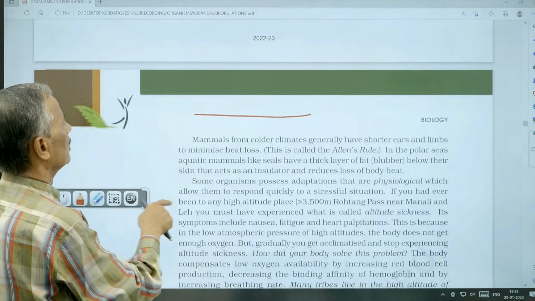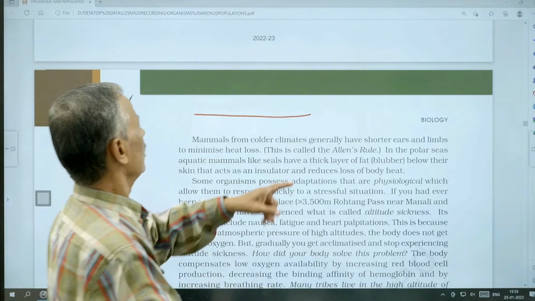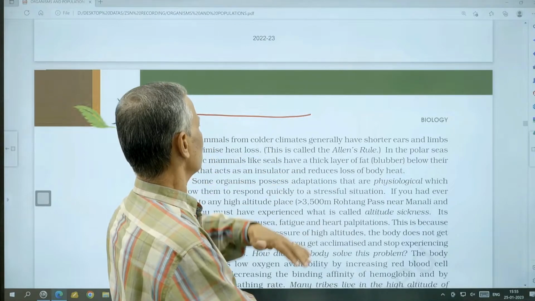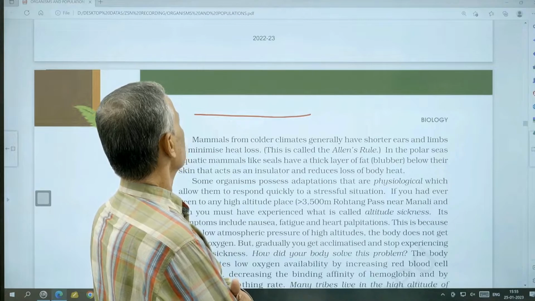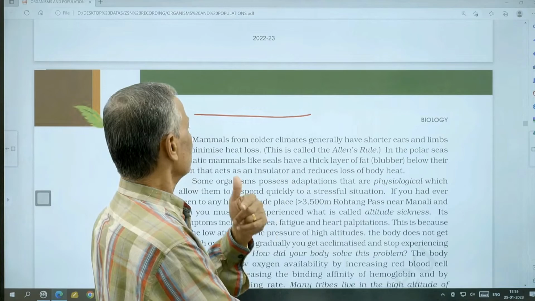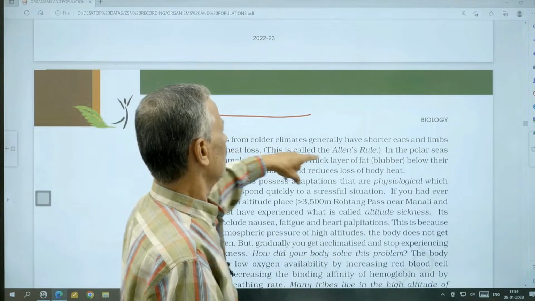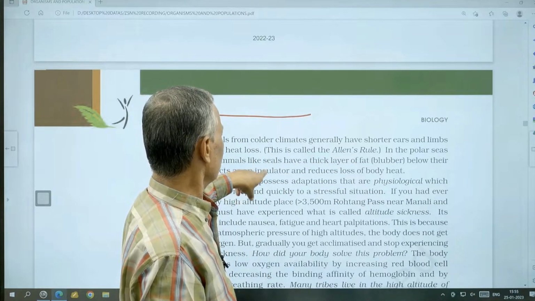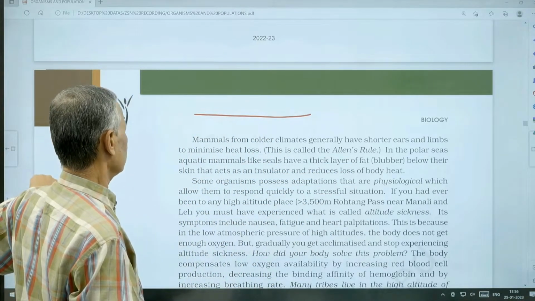Similarly, mammals in colder areas, I told you, will be having shorter extremities, shorter ears and limbs. This is called Allen's rule. In the polar seas, aquatic mammals are living, seals. Similarly, we are having the whales. They will be having a thick layer of fat called blubber below the skin that acts as a blanket, an insulator, that reduces the loss of heat from the body.